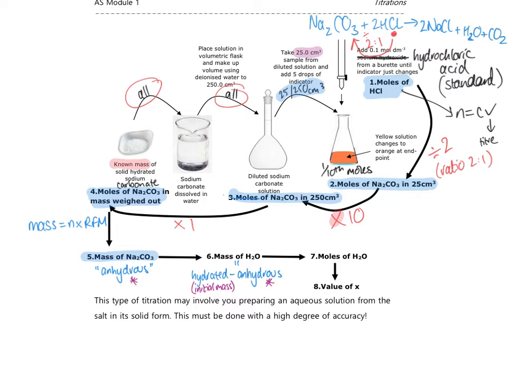From the mass of your water, we're nearly there. From the mass of your water, you can then work out your number of moles of water, and from that you can work out your value of x. How you do that is you put those in a simple ratio against each other, moles of your sodium carbonate to the moles of water, and work out what your ratio is in an integer form, and that gives you your value of x.